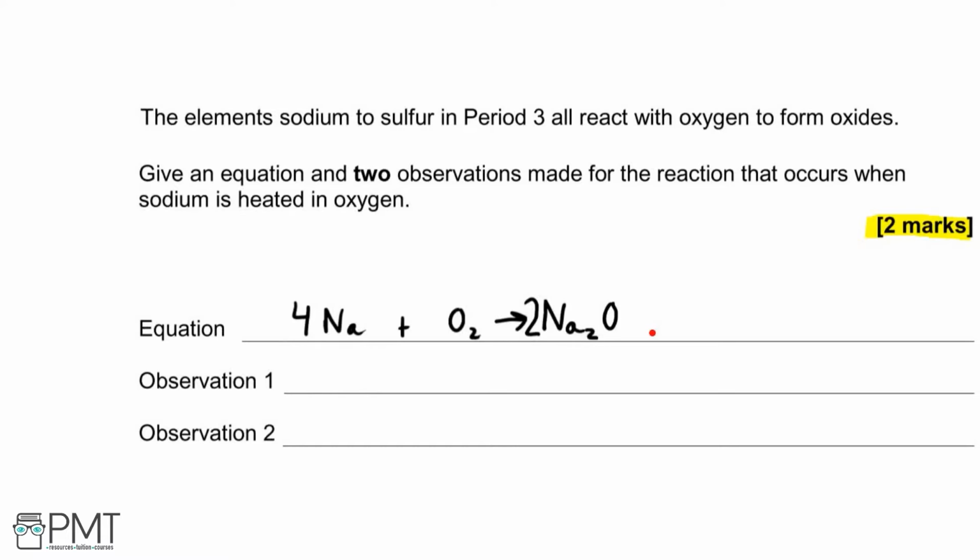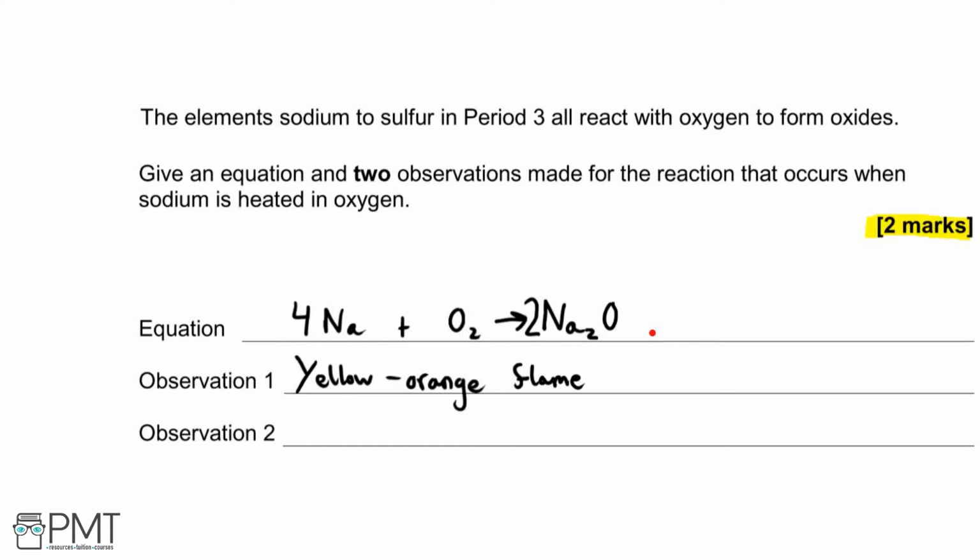Now that we've got our first mark for our equation, we need to get both observations right to get the second mark. The first observation we're going to see is, because the sodium is being heated in oxygen, a yellow-orange flame being produced. You could also refer to this as a yellow-orange light instead, and it would still be considered correct language, you can still get the mark for that.